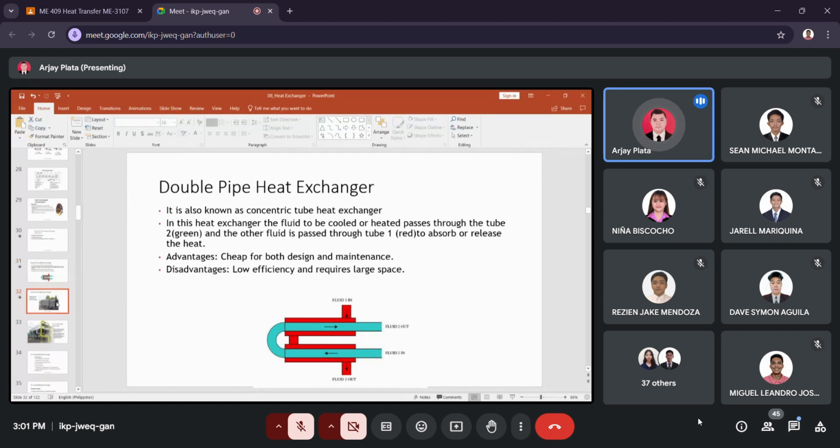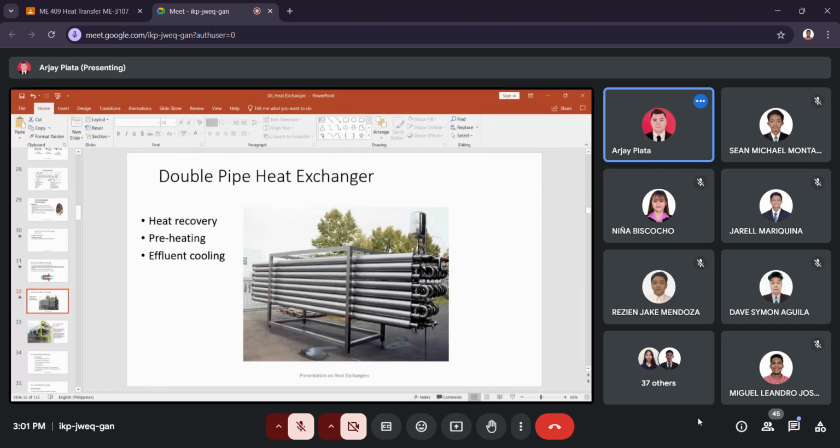As you can see here, this is an example of a double pipe. It requires a large space, especially if your requirement is high heat transfer area, so you will require a large or many series of double tube pipe. So it requires a large area as well. This double pipe heat exchanger is suitable for heat recovery, for preheating, and effluent cooling.